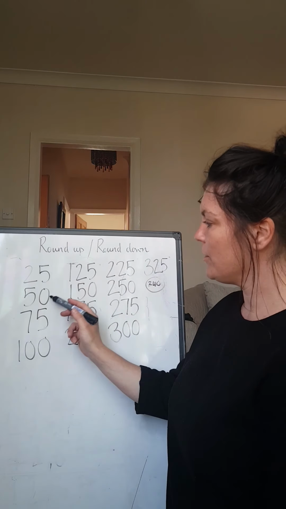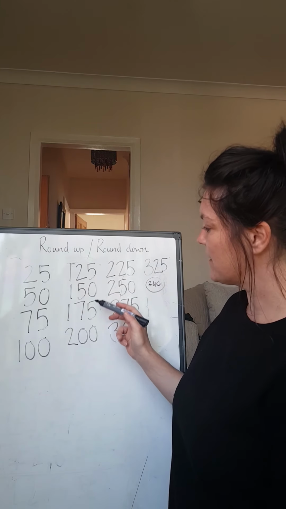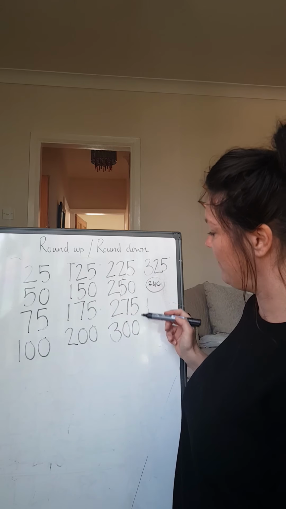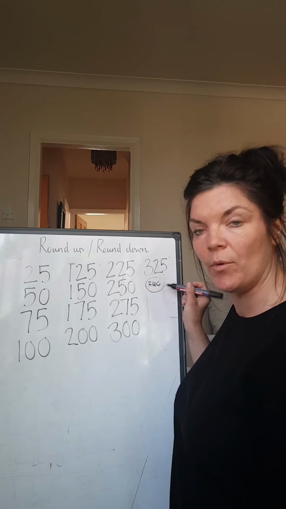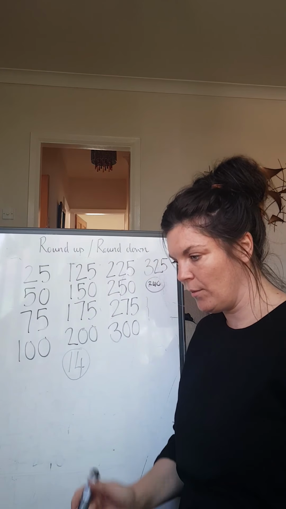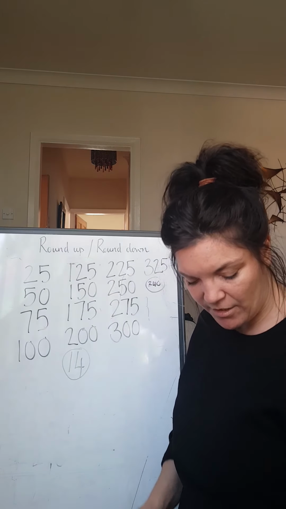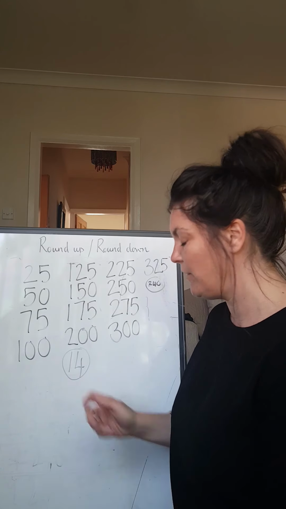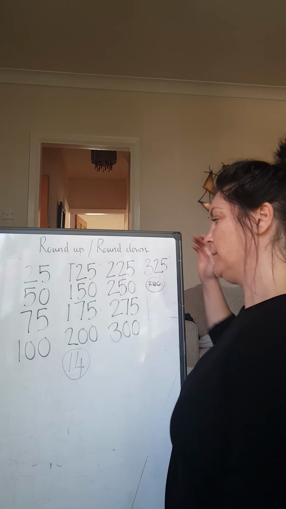So we'd need 1, 2, 3, 4, 5, 6, 7, 8, 9, 10, 11, 12, 13 and an extra one. So we would need altogether for Robin to have enough sand to do whatever he wants to do with his sand, would need 14 bags.